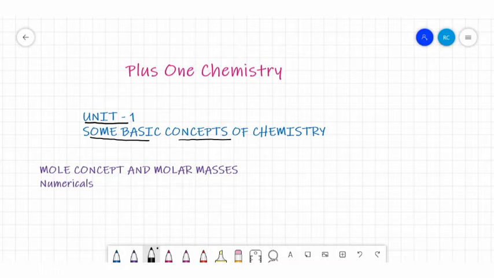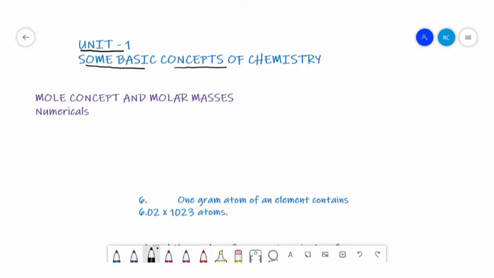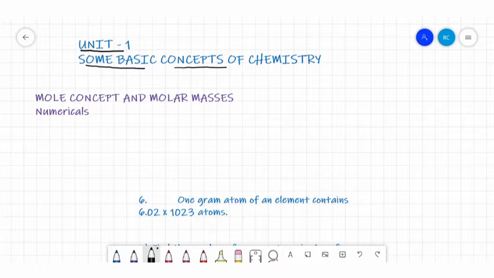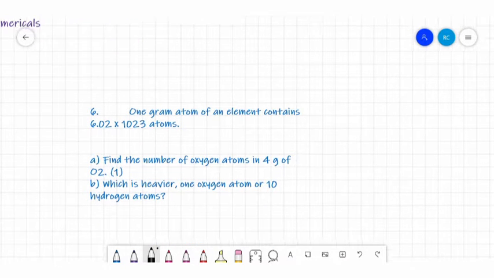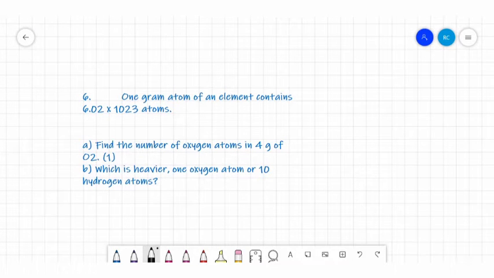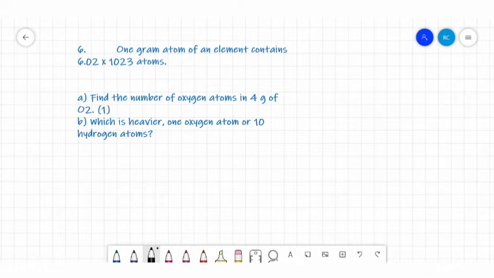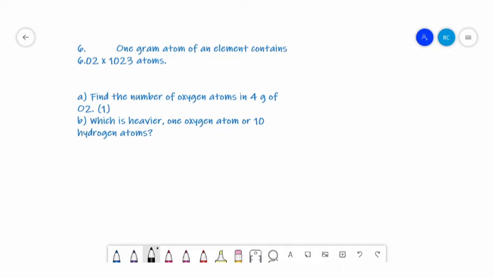The first numerical is related to mole concept and molar masses. The question is given here. 1 gram atom of an element contains 6.022 × 10^23 atoms. Find the number of oxygen atoms in 4 gram of O2. And one more question is given: which is heavier, 1 oxygen atom or 10 hydrogen atoms? So let us find the first one. Find the number of oxygen atoms in 4 gram of O2.